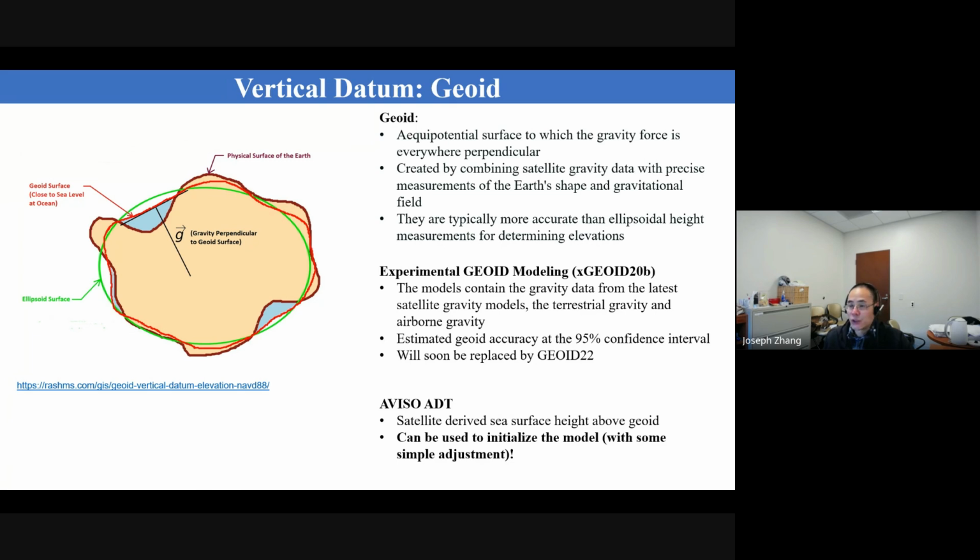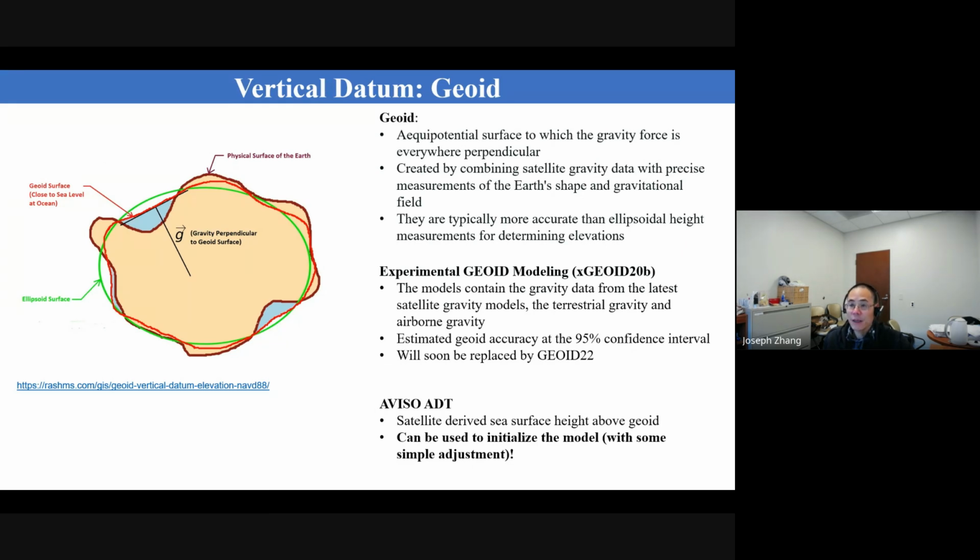To cut the long story short, this really helps us get a good handle on the total water levels. And the added benefit is that lots of satellite-derived sea surface height data like ADT, right? They are referred to the geoid. So as a result, we can actually use this as the low-frequency, non-tidal component of the elevation to initialize and drive the model. So this is another added benefit of using the geoid.